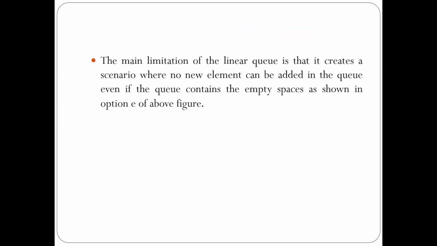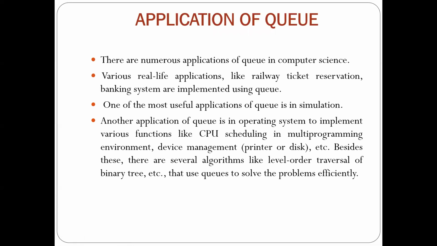As I mentioned, the main limitation of the linear queue is that it creates a scenario where no new element can be added to the queue, even if the queue contains some empty spaces, as shown in the above figure. So this is actually one drawback of the linear queue.